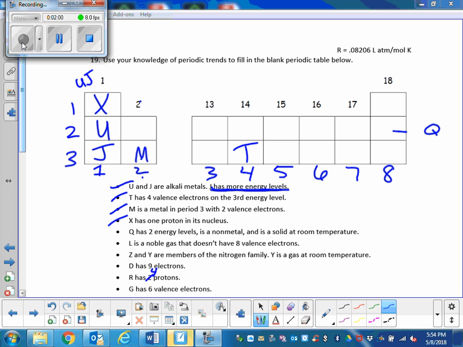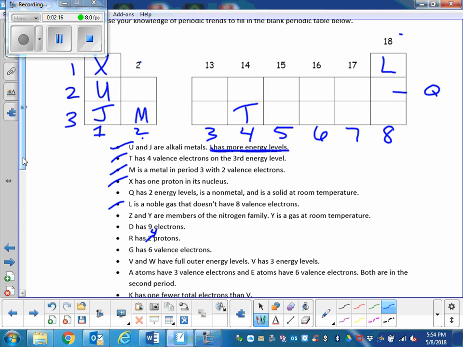We're going to solve. L is a noble gas that doesn't have 8 valence electrons. So noble gases are going to be over here in my group 18. So that makes helium being the only option for this clue. My next clue, Z and Y are members of the nitrogen family, and Y is a gas at room temperature. So my nitrogen family is going to be where nitrogen is. Nitrogen is a gas, so that means that Y is going to represent my nitrogen, making Z in group 15.